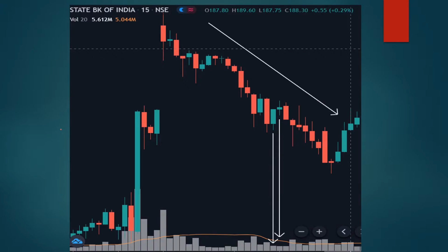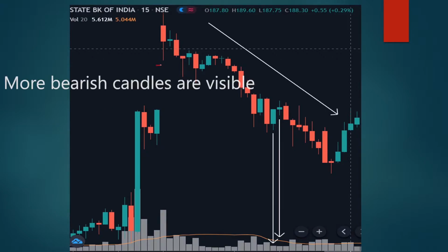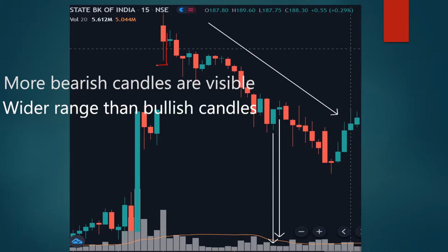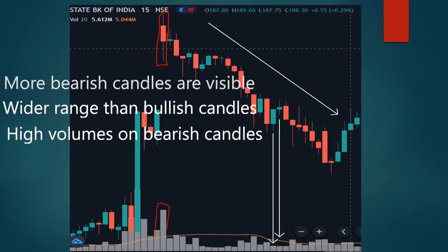Now, the trend, if you guys could identify, is in downtrend, mainly because the bearish candles are more present on this chart rather than the bullish candles. The bearish candles have a wider range than the bullish candles, and the volume on the bearish candles is much higher than the bullish candles.